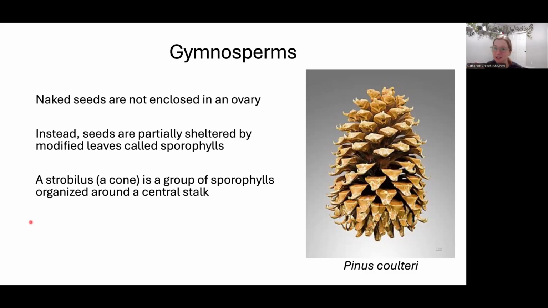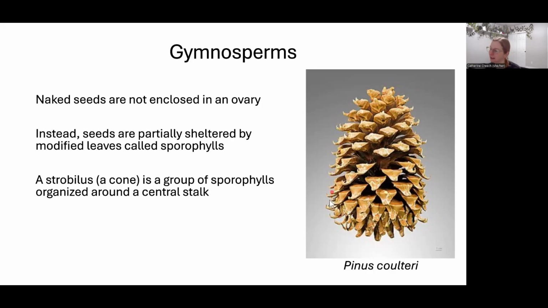Gymno means naked, and so these are the naked seeds. They're naked because the seed is not enclosed in an ovary. If it was enclosed in an ovary, we would call it a fruit. So there are no fruits in gymnosperms. Instead, seeds are partially sheltered on modified leaves called sporophylls. So sporo and then phyll means leaf. This is a collection of sporophylls all around a central stalk. We call this a strobilus. That's basically another word for cone.